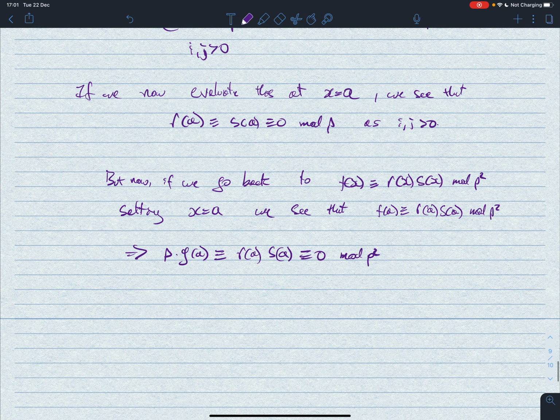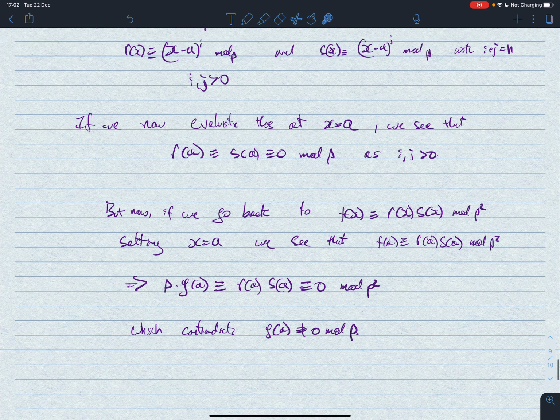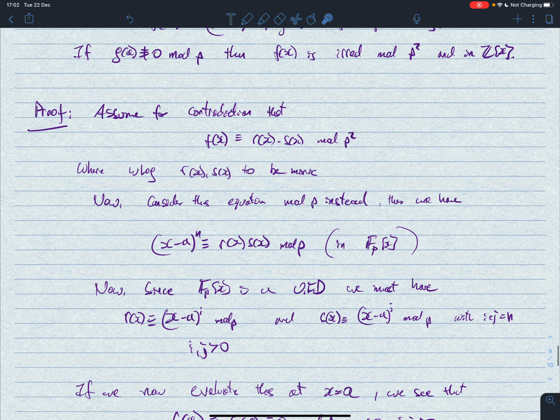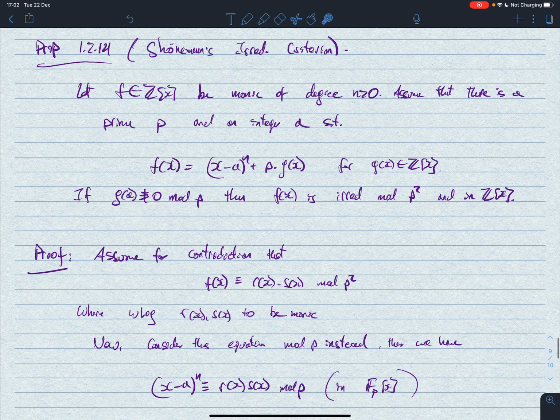But I have something like this, which contradicts g of a being different from 0 mod p. Because the only way for p times g of a to vanish mod p squared is if p divides g of a, i.e. g of a has to be 0 mod p. So this contradicts my assumption, because my assumption of my proposition was that I had such a factorization and that g of a was not 0 mod p.